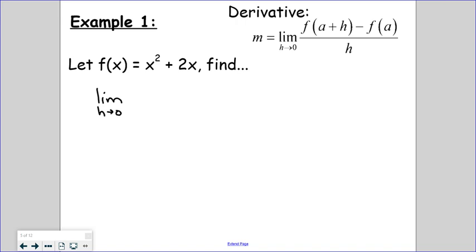And when we do this, it'll always be set up the same way. You will have your function that we will write the first time, plugging in a plus h everywhere there was an x. So that would be here and here. And then I will subtract, and I will do the function a second time. And the second time, we only plug in a.